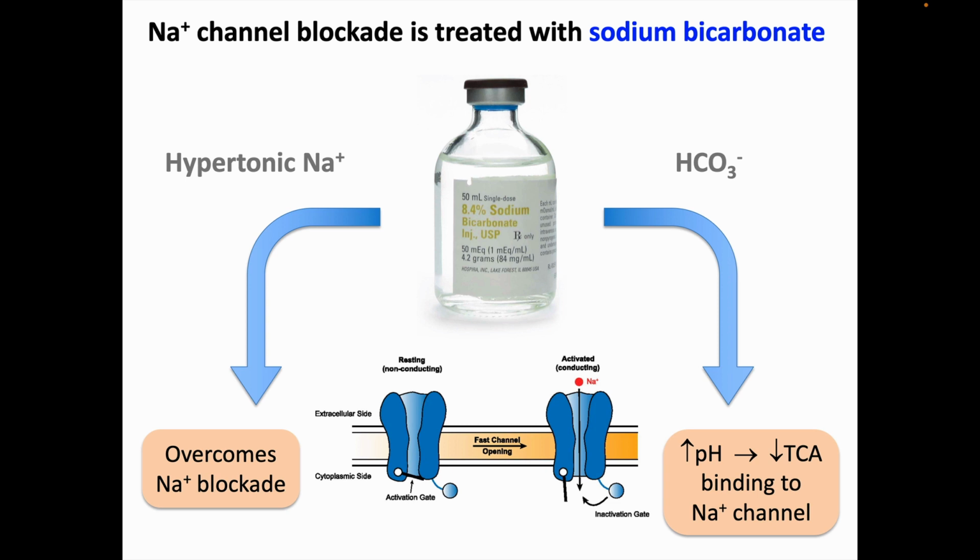The binding of sodium channel blocking drugs to the sodium channels is pH dependent, and they tend to bind better at a lower serum pH. Giving bicarbonate increases the pH, which decreases TCA binding to and blocking of the sodium channels. Here again, it would be possible to use a different pH buffering agent than sodium bicarb to raise the pH, but why not use sodium bicarb to use both of these mechanisms at the same time?